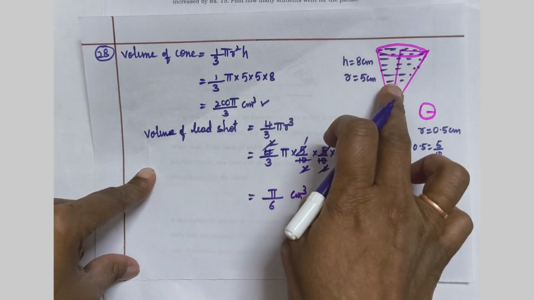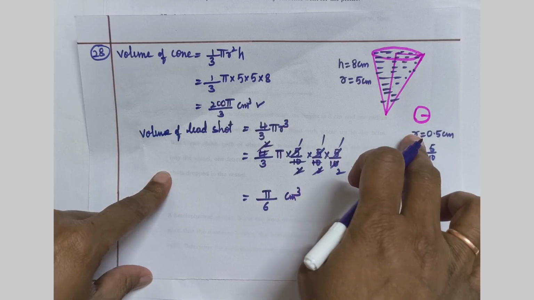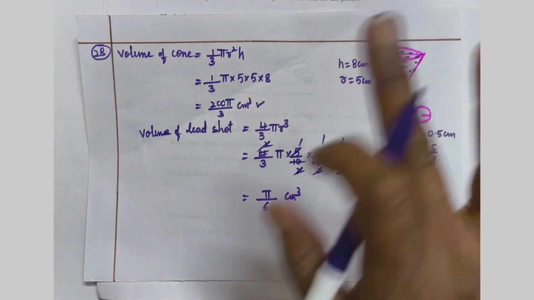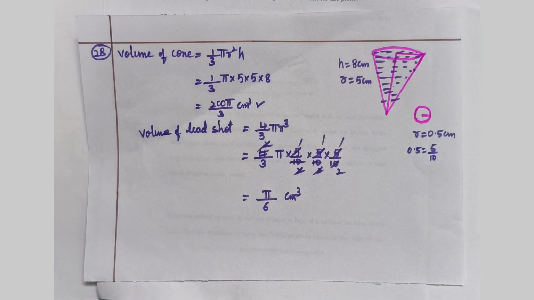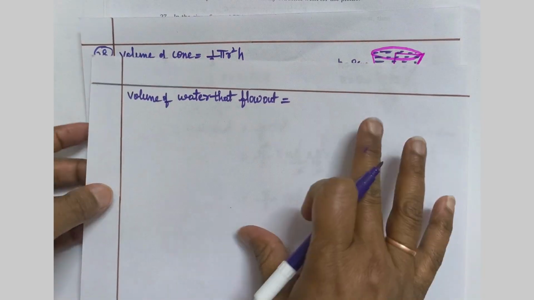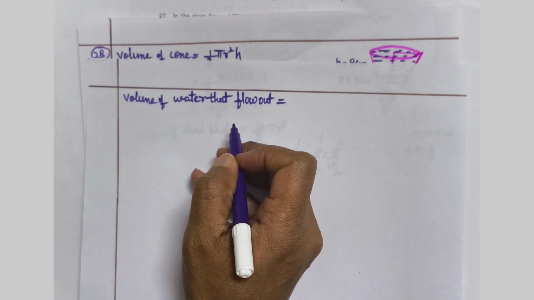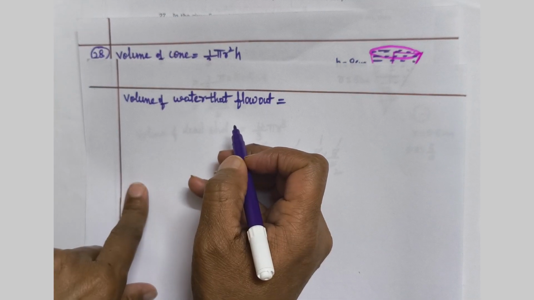So this is the volume of the cone. This is the volume of the lead shot. Next we will find what? How much water flows out. 1/4 of the water flows out. Now next what will we do? Volume of water that flows out. How much water flows out? 1/4 of the water flows out.